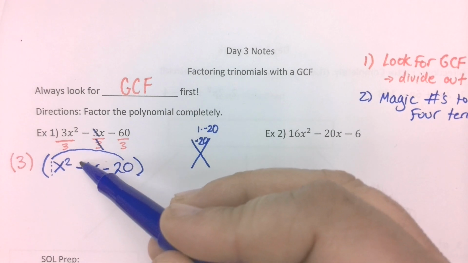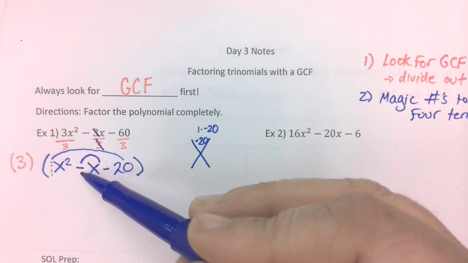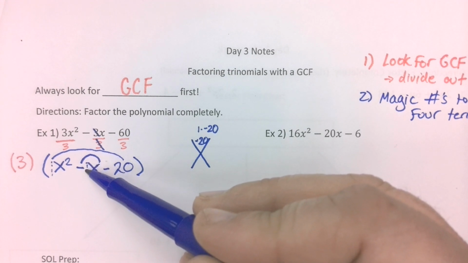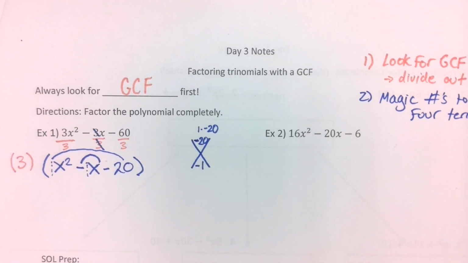And then in the bottom, I use the term in the middle. I don't multiply it, I don't do anything with it, I just take that number. In this case, it's a negative 1. So negative 1. Make sure you're including those negatives because they're important to figure out our problem.